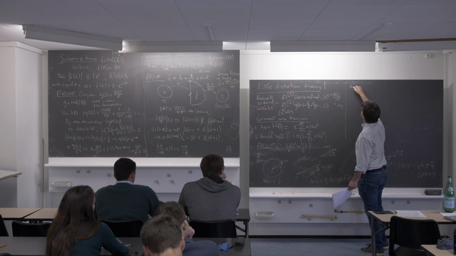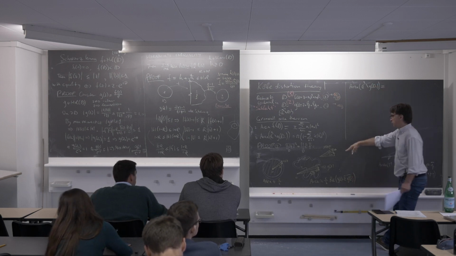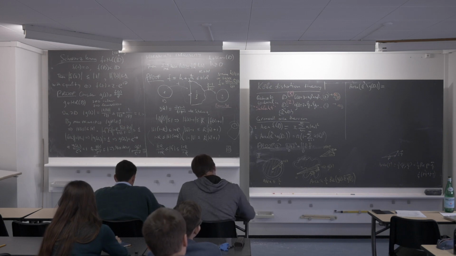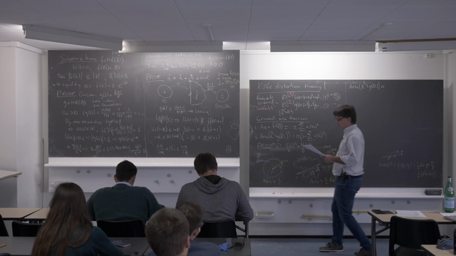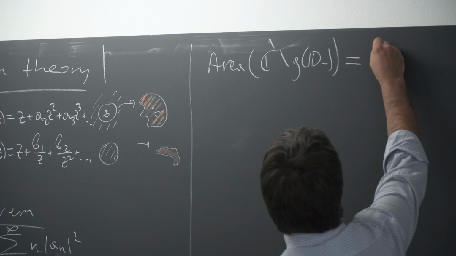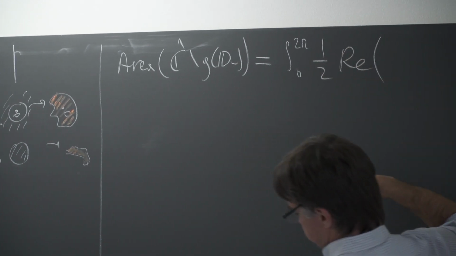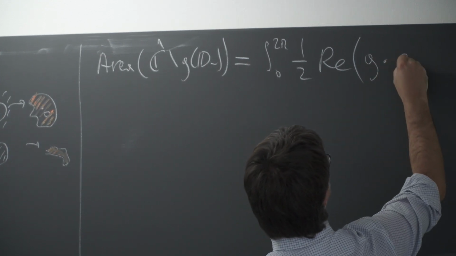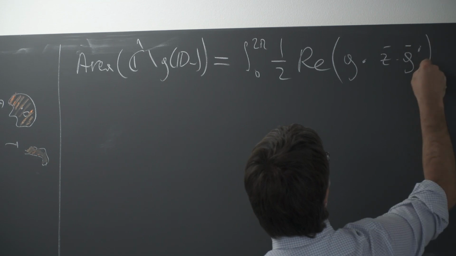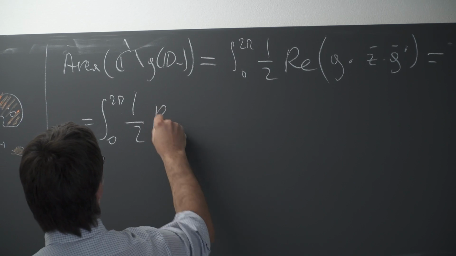So the area of the complement minus g of d, we should just integrate this thing. So we integrate it with respect to, well, the circle has length 2 pi, so we should remember the integral from 0 to 2 pi, 1/2 real part, and the real part is of what? Of g times z bar times g prime bar. Okay, so it's the integral from 0 to 2 pi, 1/2 real part.